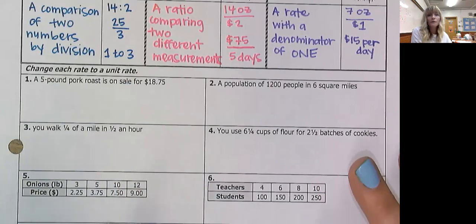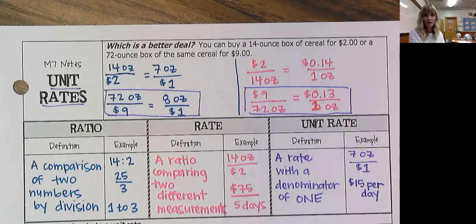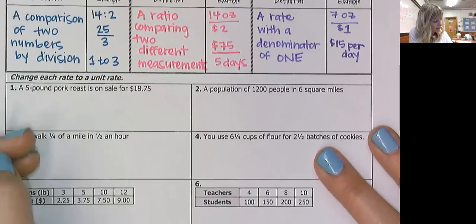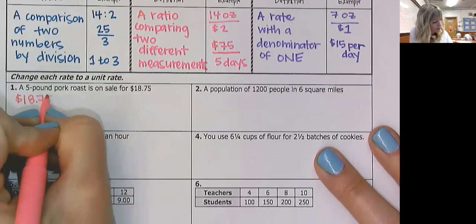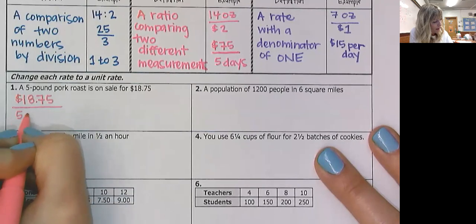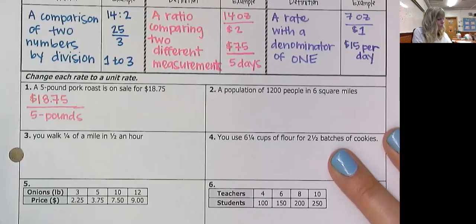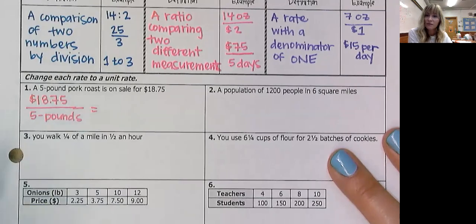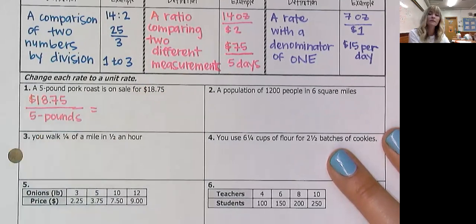We're going to practice a lot over the next couple of days how you can write these rates in a couple different ways, just like we did up here. Right now, I'm going to show you the one that makes the most sense to me. It makes the most sense to me if I start with dollars over pounds. Okay. Right now, this is a rate because it is a comparison of two numbers by division with different measurements. It's a ratio comparing different measurements. I've got dollars and I've got pounds.